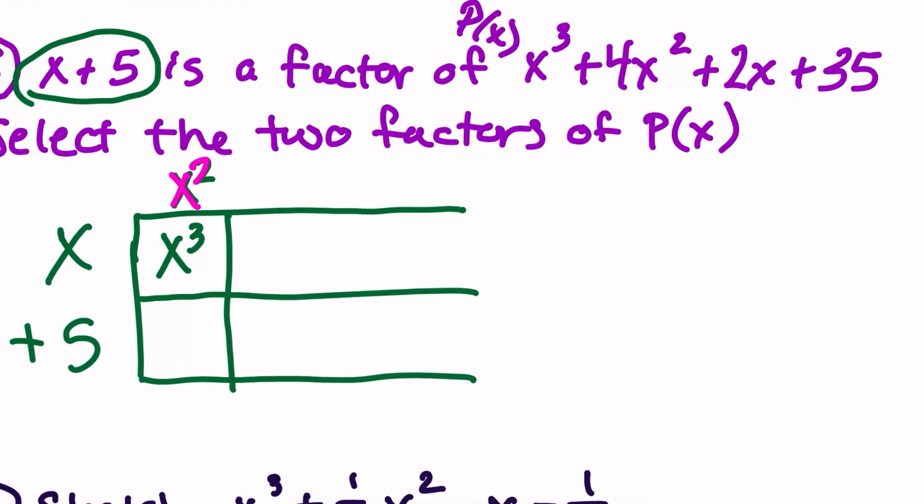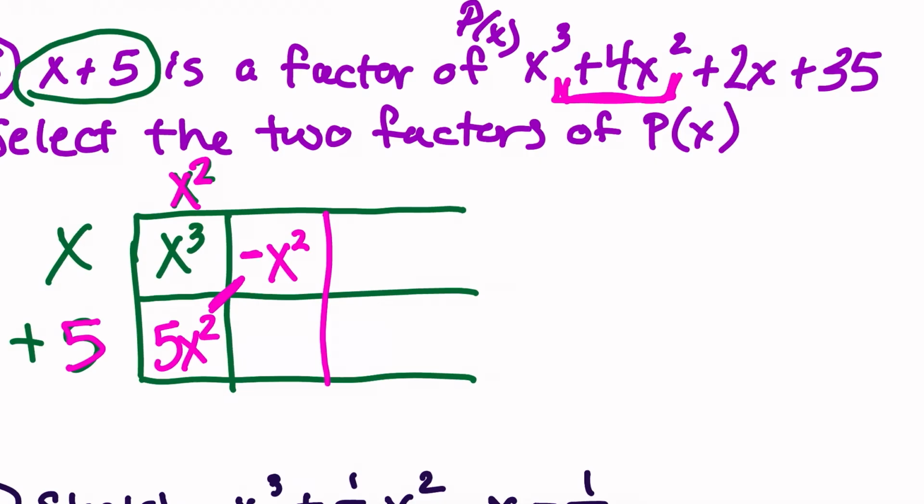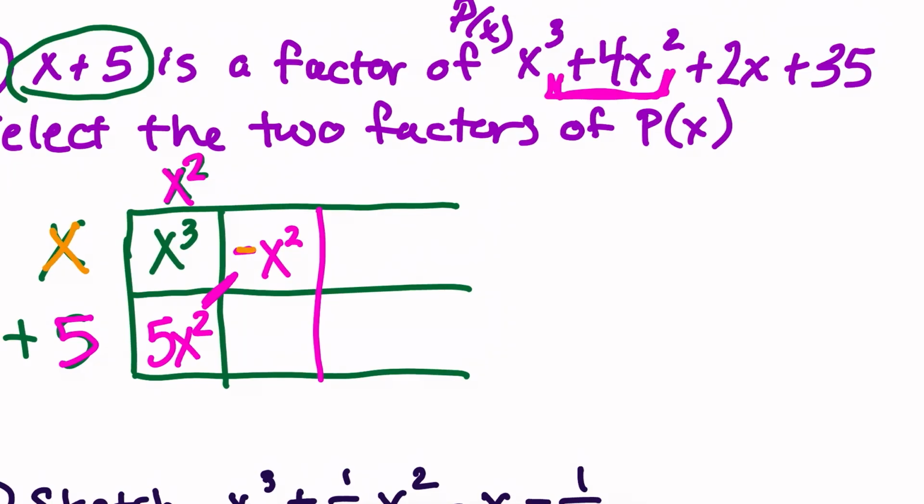So it's x squared multiplied by 5 is 5x squared. Well, that's supposed to get negative 4x when I combine it with those two. So I would want a negative x squared, right? Because 5 minus 1 would be 4x squared. And now we divide again. What do I have to multiply x by to get negative x squared? That would be a negative x. Then negative x multiplied by the 5 would be negative 5x.